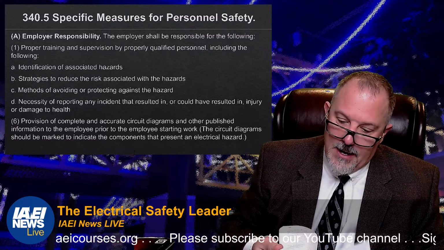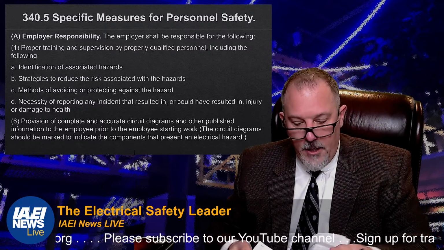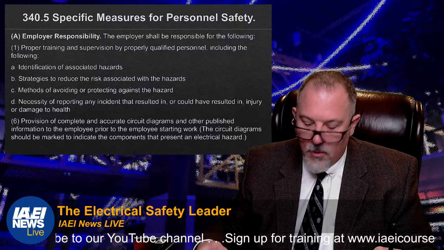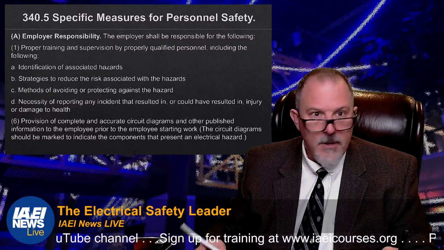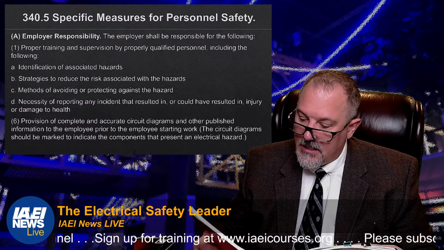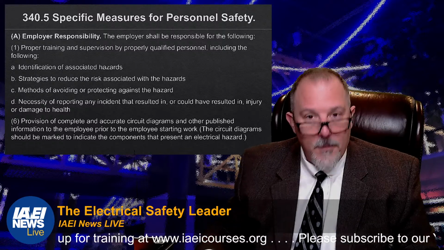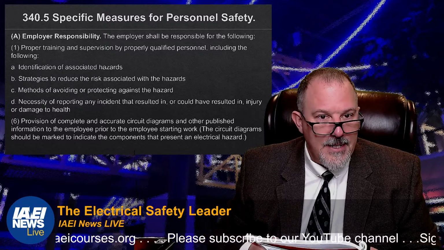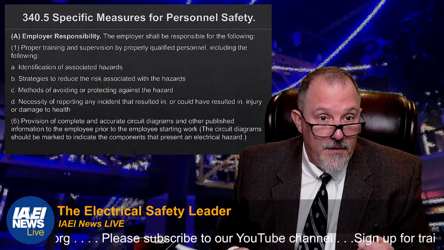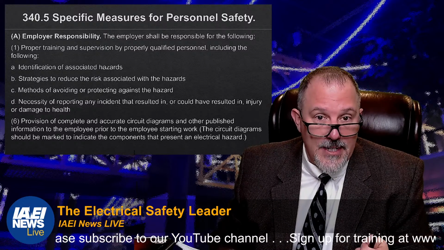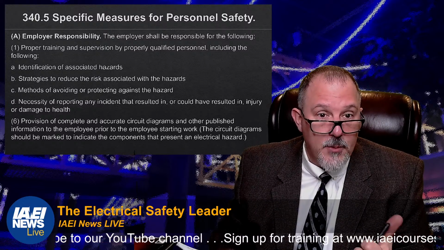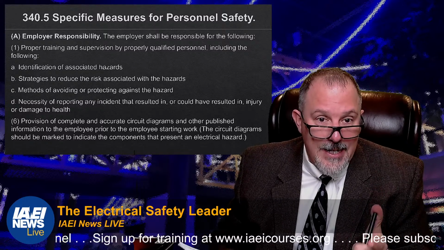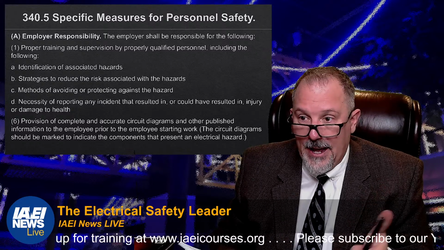340, chapter 3 now, 340. Article 340 is titled Safety-Related Work Practices, Power Electronic Equipment. 340.5, specific measures for personnel safety. And look what it says. Necessity of reporting, number 6, provisions of complete and accurate circuit diagrams and other published information to the employee prior to the employee starting work. The circuit diagrams should be marked to indicate the components that present an electrical hazard.